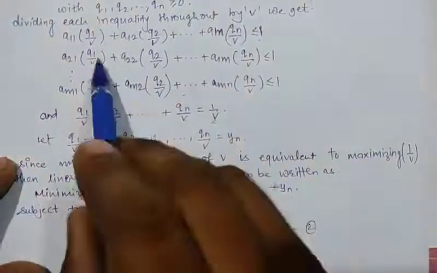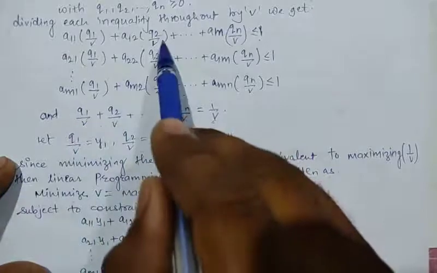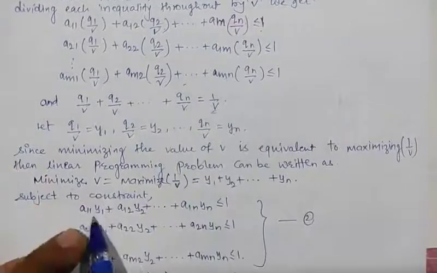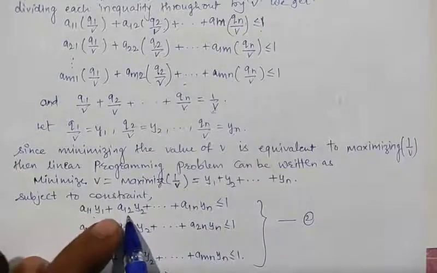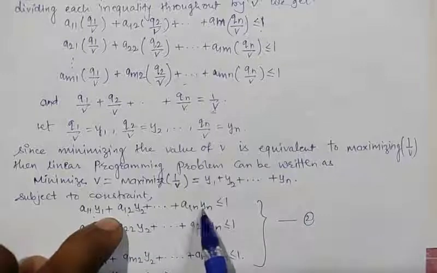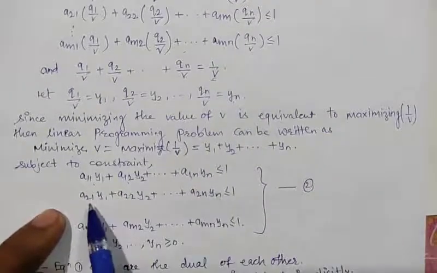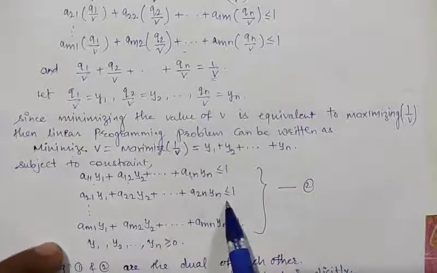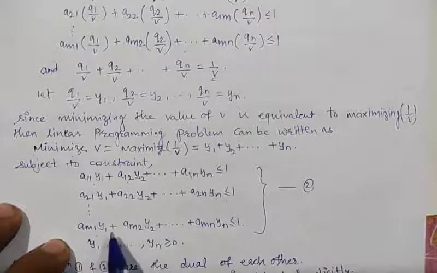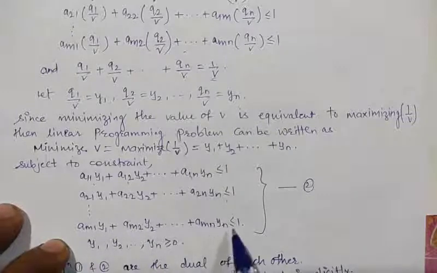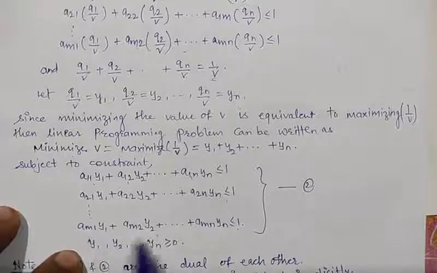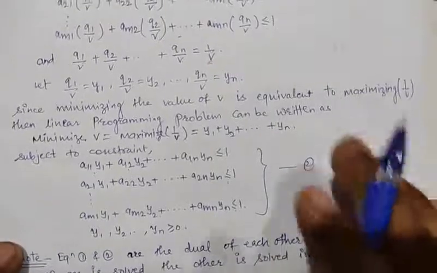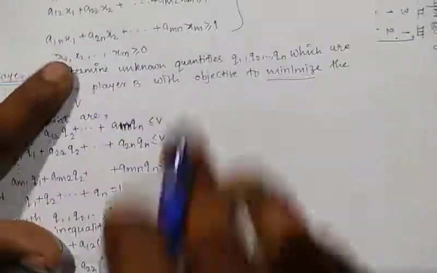And subject to the constraints, replace q1 upon v as y1, q2 upon v as y2, and so on, qn upon v as yn. So this equation becomes a11 y1 plus a12 y2 plus up to a1n yn less than or equal to 1. Similarly, a21 y1 plus a22 y2 plus up to a2n yn less than or equal to 1. And finally we get am1 y1 plus am2 y2 plus up to amn yn less than or equal to 1. And these values y1, y2 and so on yn are always greater than or equal to 0. So this is equation 1.